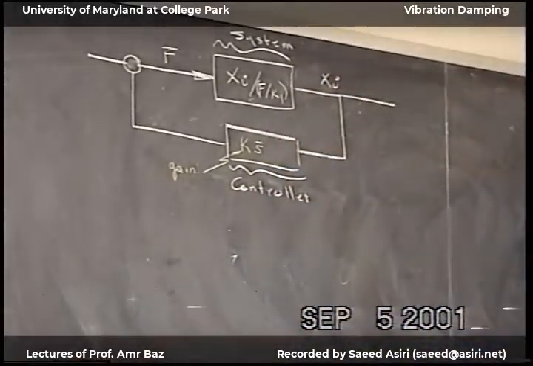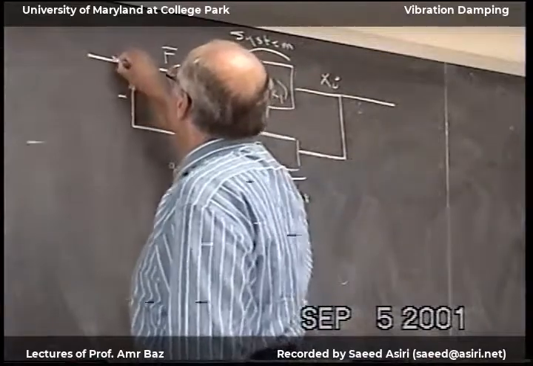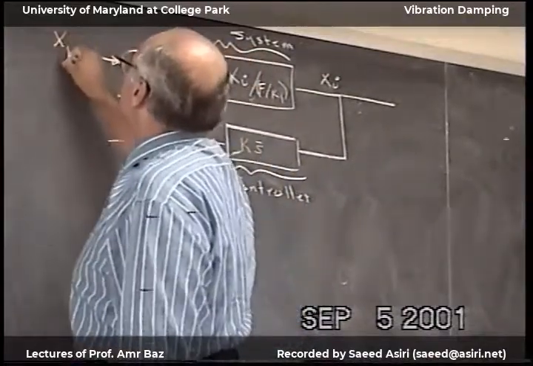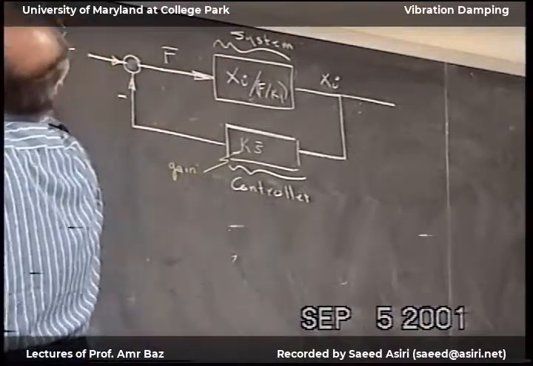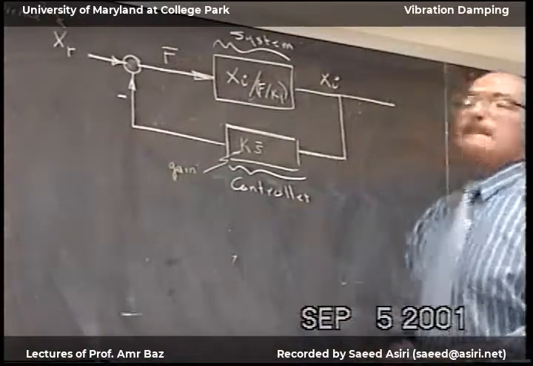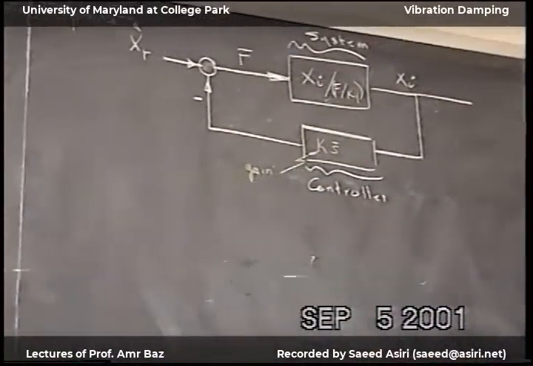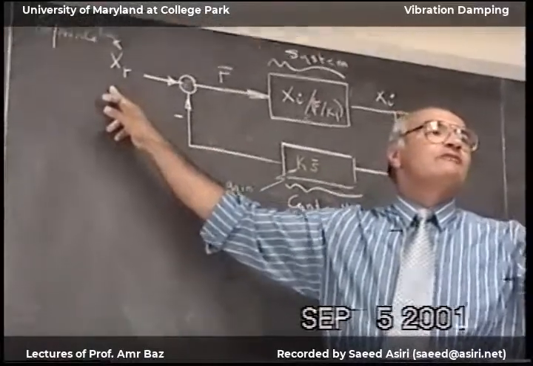And this is the most simple and effective controller. If you don't know anything about the system, use velocity feedback with collocated sensor and actuator. And this is feeding back, and this is my reference signal. And of course, in vibration application, I wanted this XR to be 0 because I want no vibration.